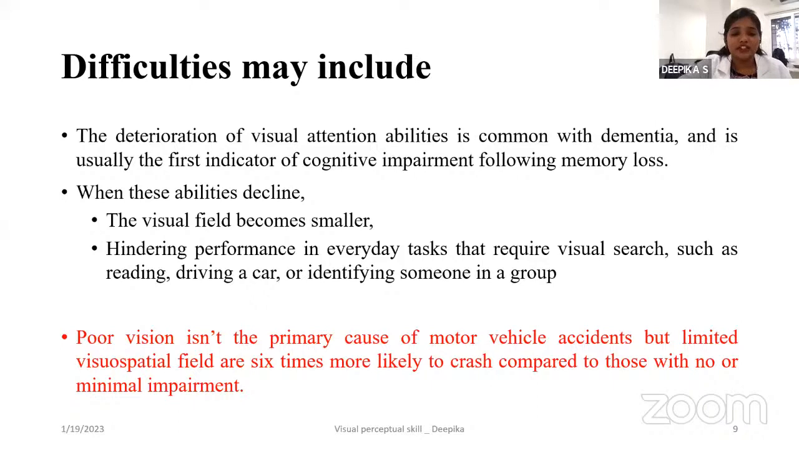Difficulties may include the deterioration of visual attention abilities, which is common with dementia and is usually the first indicator of cognitive impairment following the memory loss. When these abilities decline, the visual field becomes smaller, hindering performance in everyday tasks that require visual search, such as reading, driving a car, or identifying someone in a group. Actually, poor vision isn't a major cause of motor vehicle accidents, but those with limited visuospatial field are six times more likely to crash compared to those with no or minimal impairment.